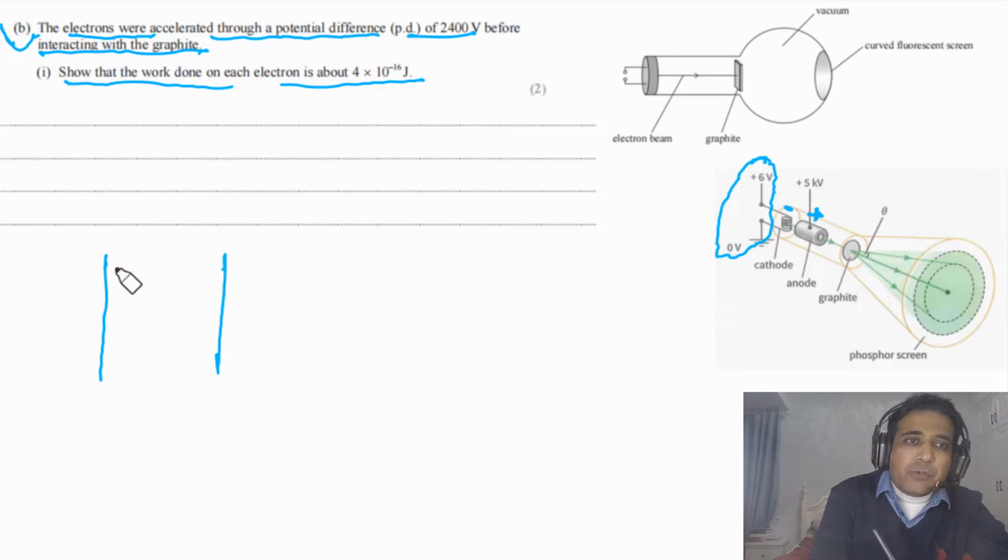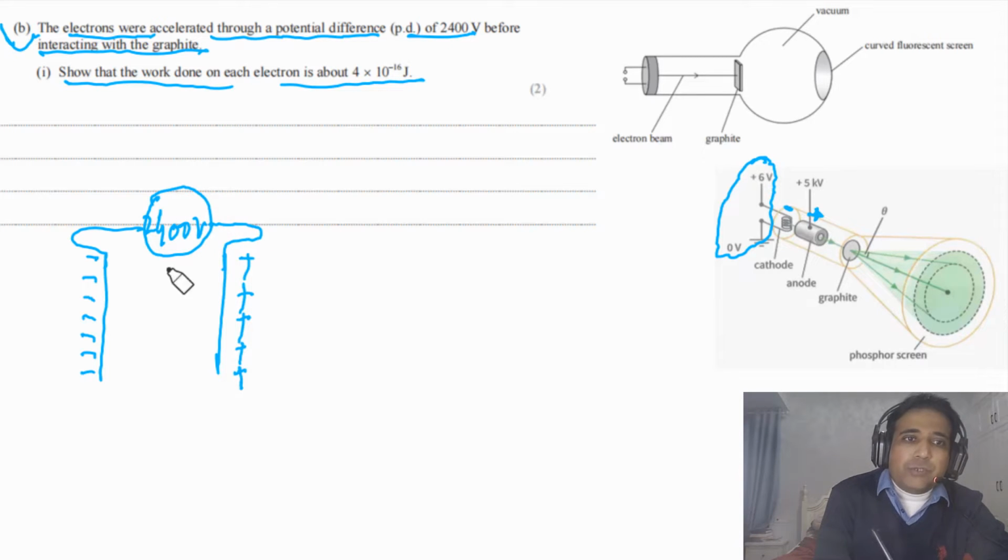For better understanding, we can imagine we have one negative plate and one positive plate, and the potential difference between these two plates is 2400 volts. If one electron is here, the electron will have electrical potential energy, and when the electron reaches this plate, that energy will be converted into kinetic energy.